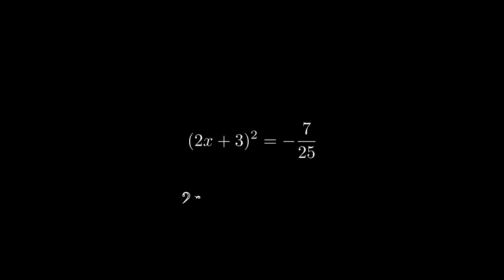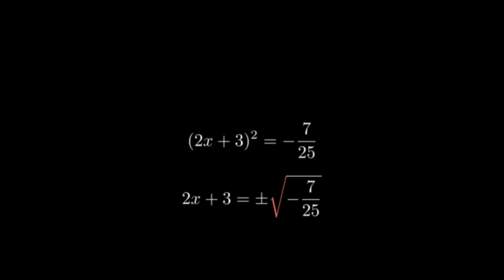To solve for x, we need to isolate it. The first step is to take the square root of both sides. Remember that when we take the square root of a squared term, we need both the positive and negative values, which gives us 2x plus 3 equals plus or minus the square root of negative 7 over 25. But wait, there's a problem here. We have a negative number under the square root.